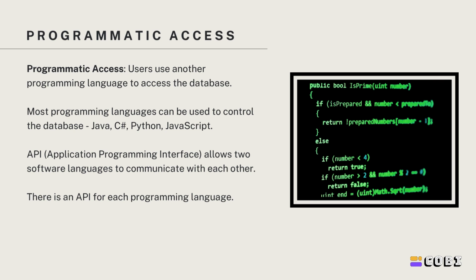You also have programmatic access. This is where users use another programming language to access the database. Most programming languages can be used to control databases. These include Java, C Sharp, Python, and JavaScript. An API is an application programming interface. This allows two software languages to communicate with each other. There is an API for each programming language.